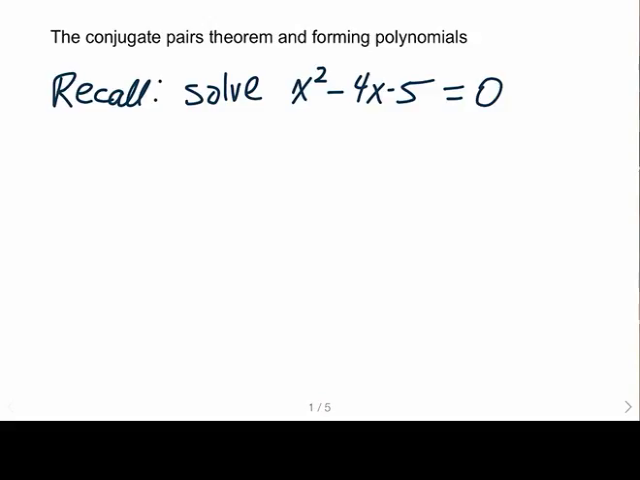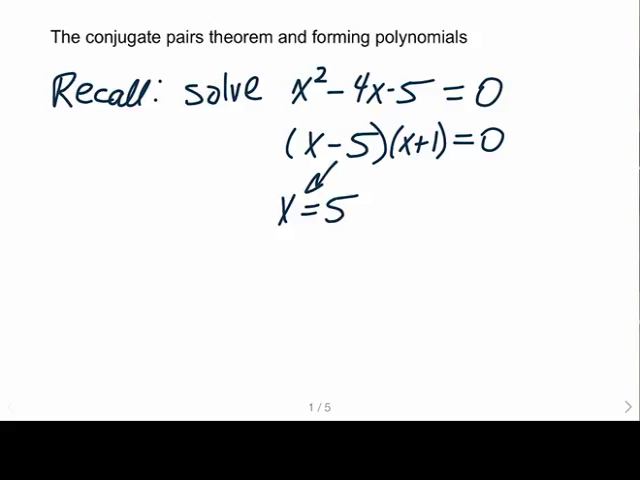In this session, we're going to see about the conjugate pairs theorem and forming polynomials, and not in that order. First, we're going to recall how we would solve an equation like x squared minus 4x minus 5 is equal to 0. We would factor the expression on the left-hand side into x minus 5 times x plus 1, set those factors equal to 0, and that gives us the solutions x equals 5 or negative 1. We are going to do this process in reverse to form a polynomial.